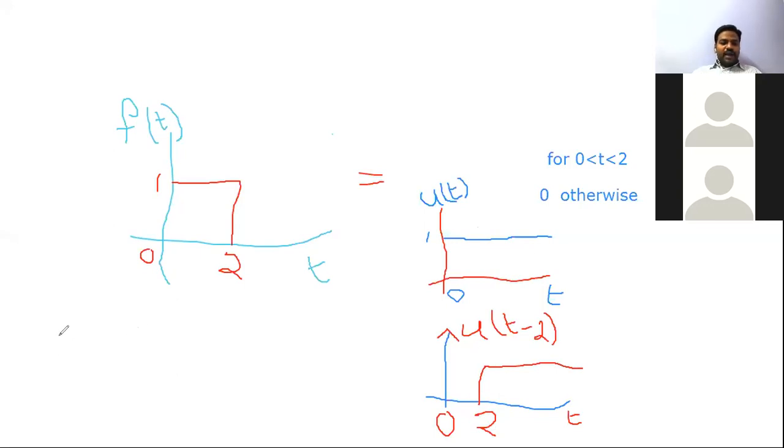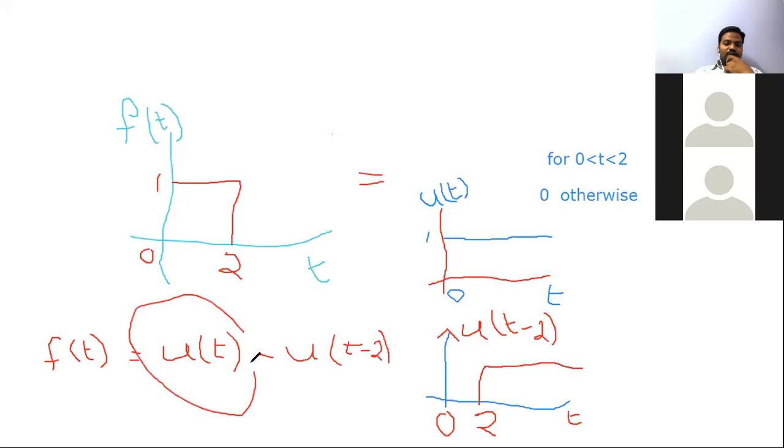Now again, the same mathematical expression f of t can be expressed in terms of unit step signals in such a way that you need to consider the difference between u of t minus u of t minus 2. Now let me explain how this comes. Basically this u of t signal is defined from 0 to infinity, and that value is equal to 1.